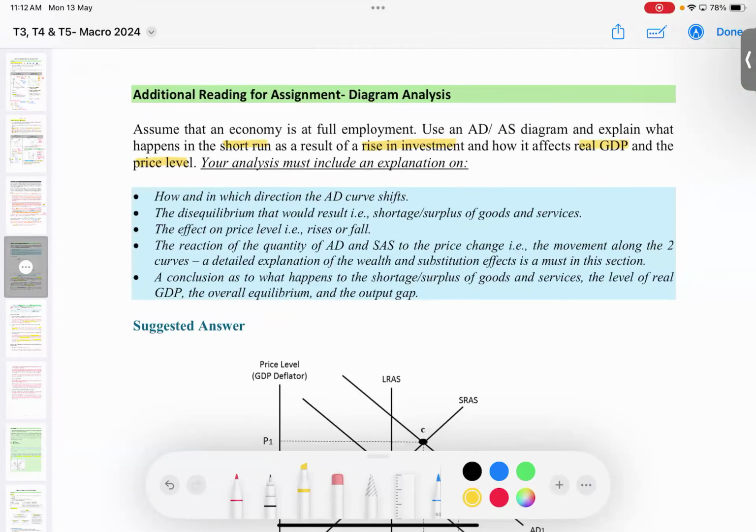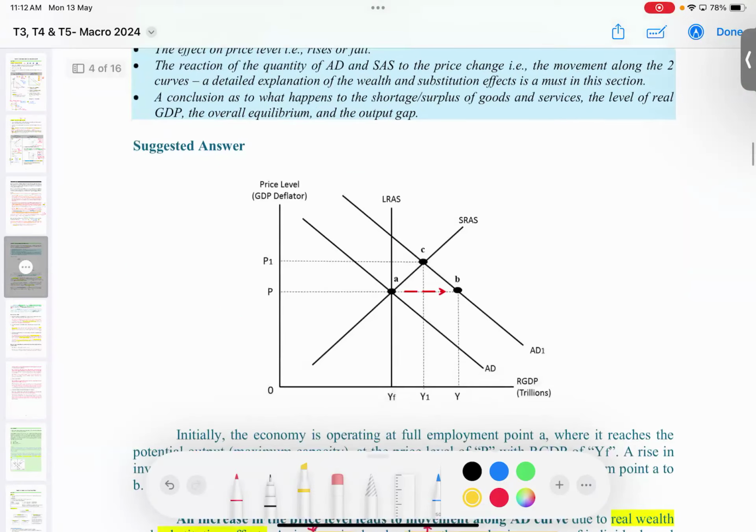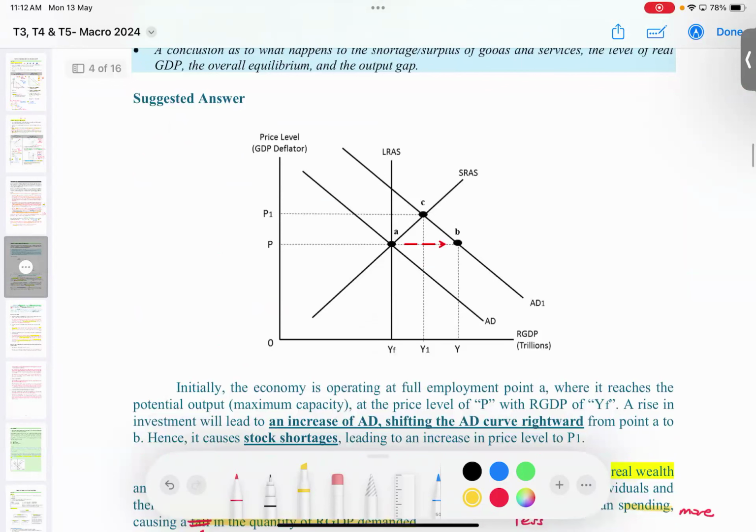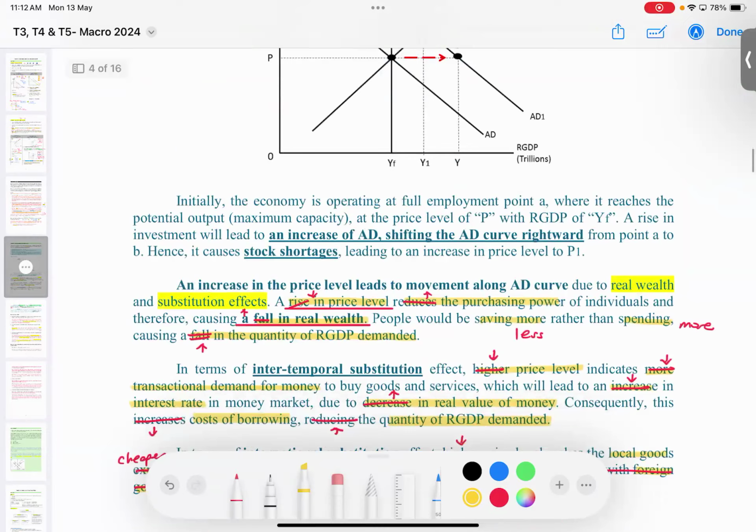Why is this important? Because in your assignment, you get to choose whether you want to analyze using AD-AS or Keynesian, right? Keynesian, you haven't learned yet. You only learn AD-AS for now. So I provide you the templates here for the diagram analysis part. For the diagram analysis part, you can mirror this one. So this is the graph, same as what you have just drawn, and this is how you explain.